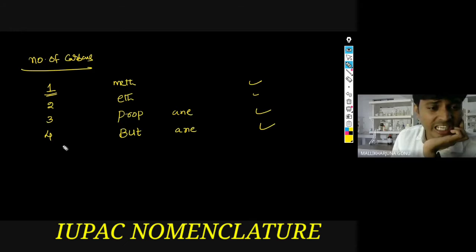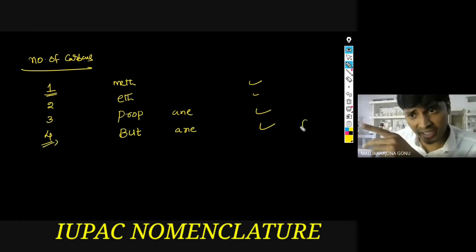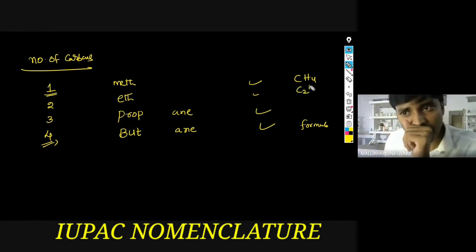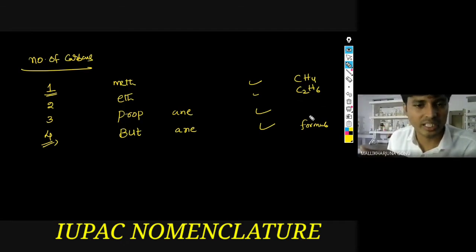Which type of structure can form with 4 carbons? And the formula also I require. For example, in the case of methane, I have written CH4. In the case of ethane, I have written C2H6, like that. Structure I want, formula also I want. You make it according to the table.